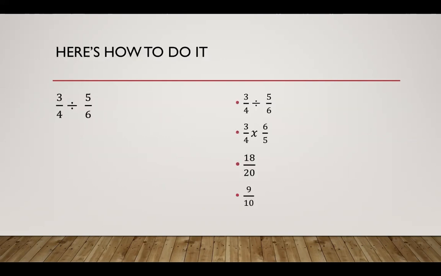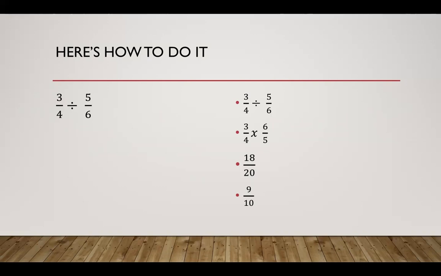It's easier to just see how we do it. So we can see that the problem is 3/4 divided by 5/6. Now we're going to look at the bullet points. We have 3/4 divided by 5/6. You're going to do 3/4, keep it, times, flip it, 6/5, change it. So now we know how to multiply fractions. You just multiply straight across.